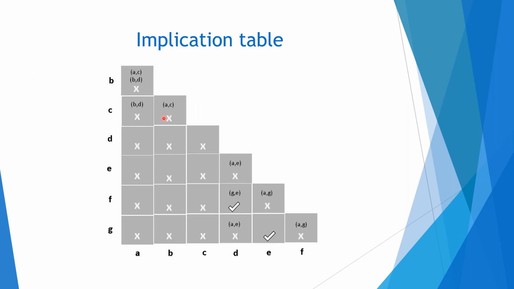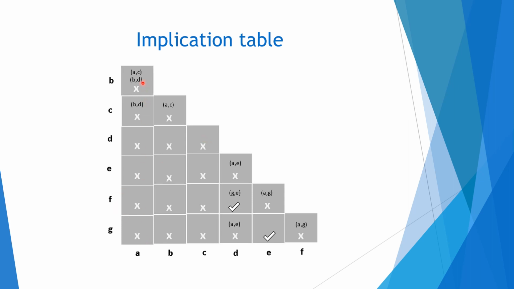So this is the implication table. You can see here that the cross-marked squares are all non-equivalent states. Here you can see D and F are equivalent, where the next states are G and D. Again, G and D are also equivalent states. We put a tick mark here.